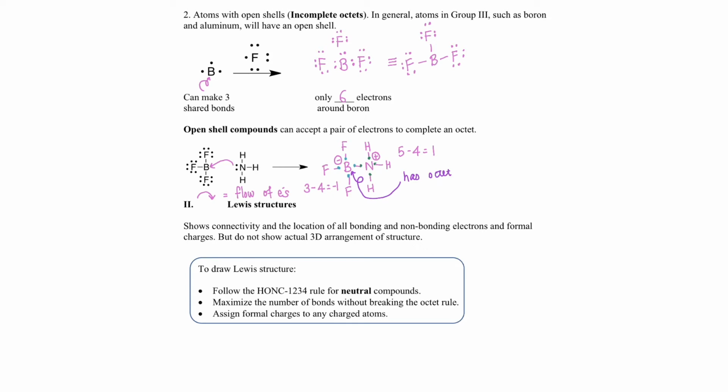Next, let's talk about Lewis structures. Lewis structures were important in GChem, and they're still important here. They show the connectivity and the locations of all bonding and non-bonding electrons and formal charges. However, Lewis structures do not tell you anything about the 3D arrangement.